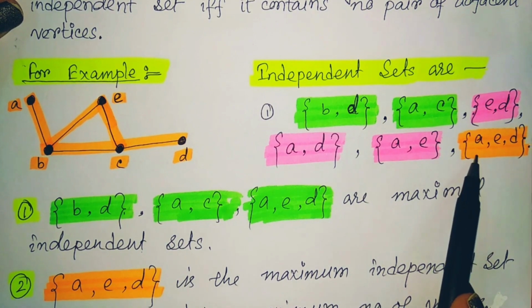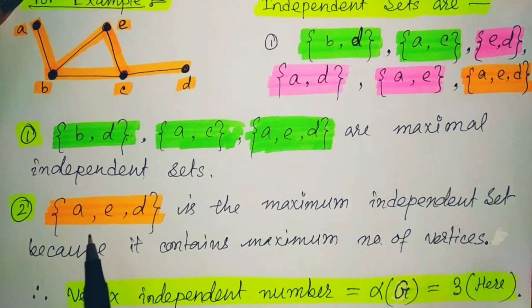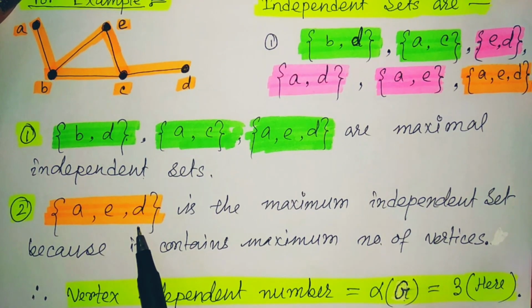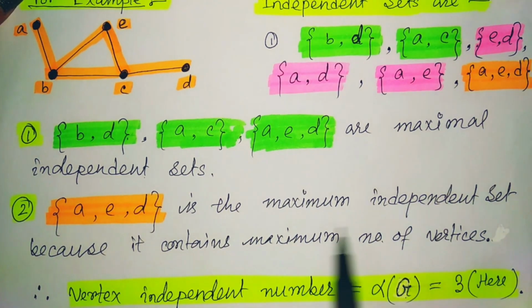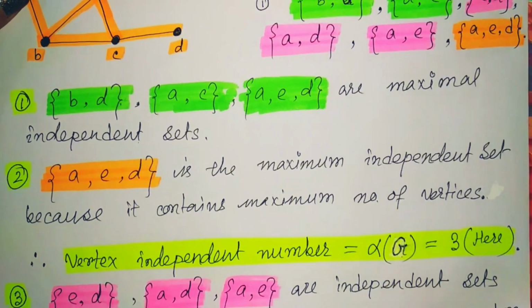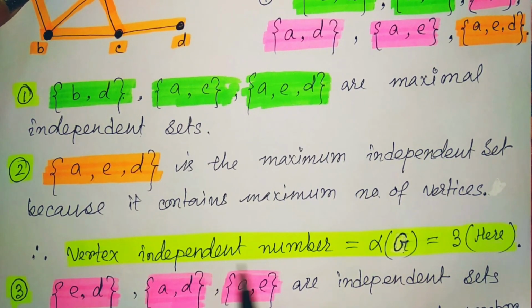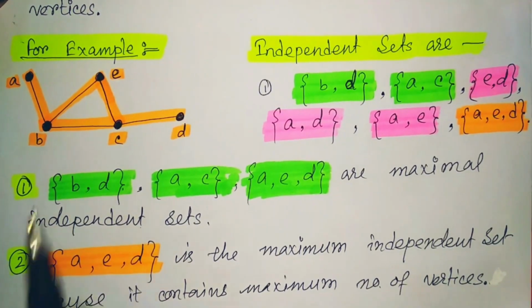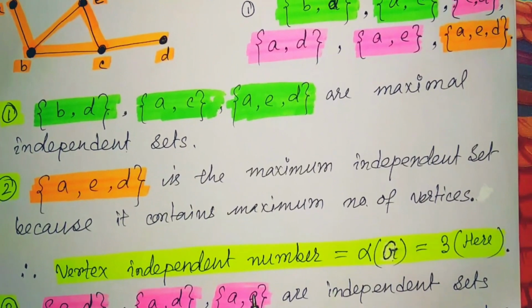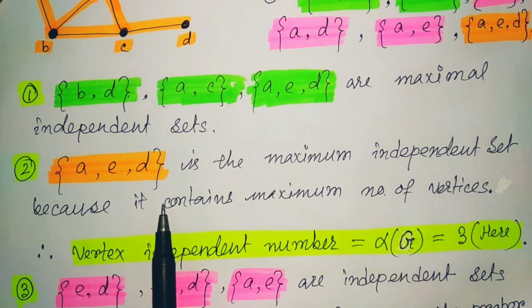Now the set AED is the maximum independent set because it contains the highest number of vertices. That's why this is called the maximum independent set. According to the maximum independent set, we find the vertex independent number, which is denoted by alpha G. For this particular graph the vertex independent number is 3, because in the maximum independent set the number of vertices is 3.